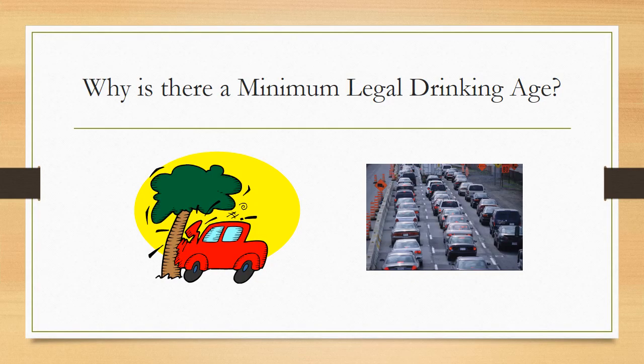Why is there a minimum legal drinking age? Well, Congress passed a measure entitled the National Minimum Drinking Age Act in 1984 that mandated that all states must enforce their drinking age to 21 or forfeit federal highway funds. By 1987, all states had a minimum legal drinking age of 21, but before the act was passed, some had legal drinking ages of 19 and 18.